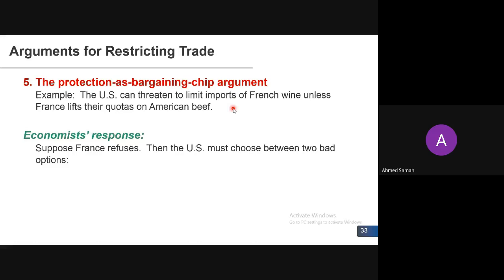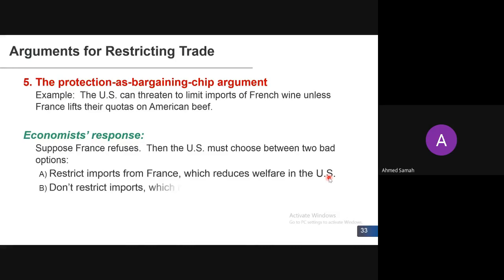the US has two options, both of which are bad. One of which is restricting imports from France, which will reduce the welfare of the US economy. As I said, import reduction reduces welfare and total surplus. So this is a bad choice for them. Another choice is not restricting imports. Then US credibility will fall, because the US threatened France with import restrictions and did not follow through.